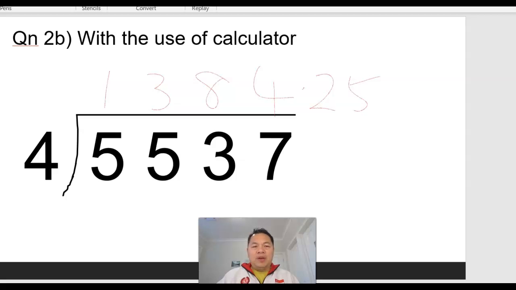Thank you for paying attention to the lesson. There are quite a number of questions that you need to solve, so let's work with extra diligence and be very careful when you're working. Towards the end of the page, there's actually a cross number puzzle for you to solve.